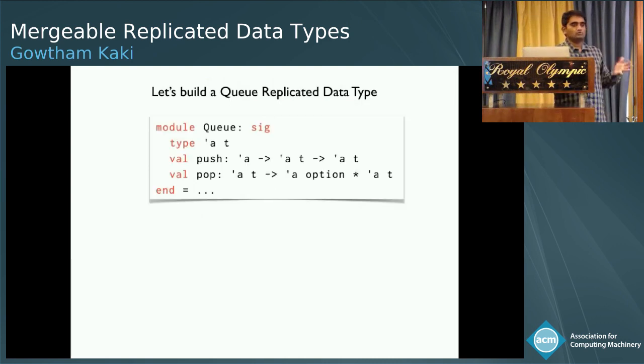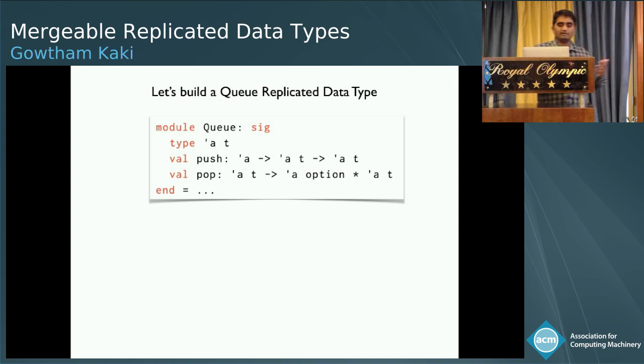So let's build a queue replicated data type, QRDT. But first take a look at the signature of a normal, regular, everyday sequential queue. Here I show it as an OCaml signature, but it could as well have been a Java interface. The queue supports two operations, push and pop. Push takes an element and a queue and returns a new queue that contains that element. And pop returns the head of the queue if one exists, otherwise it returns none. And of course it returns the tail of the queue as well.